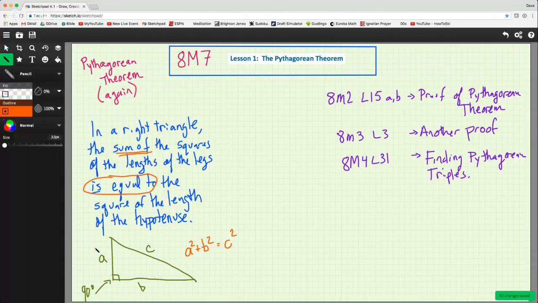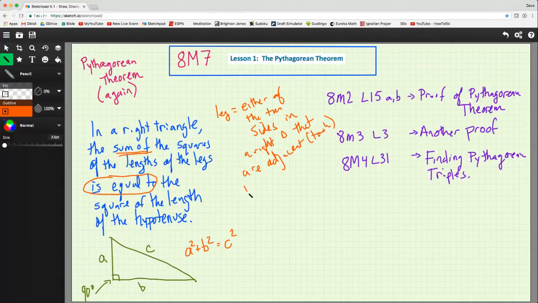and we identify what the two legs are, a leg is either of the two sides in a right triangle that are adjacent, that means touch, the right angle. So here we have our right angle. There are two sides that touch the right angle. That's our A and our B. And so those are our legs. Our legs are the two sides that make up the right angle.